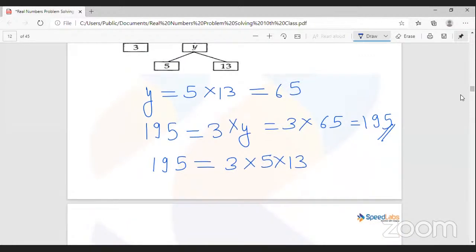Ma'am, is this necessary to do? Yes, it depends on the mark distribution. If it is of 2 marks, then you'll write like this. But if it is of 1 mark, then you'll directly give the answer and you can move on to the next question.